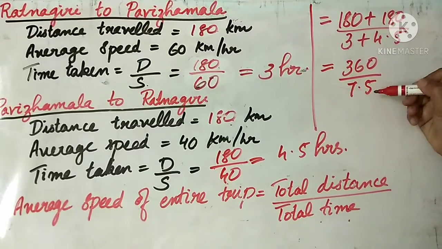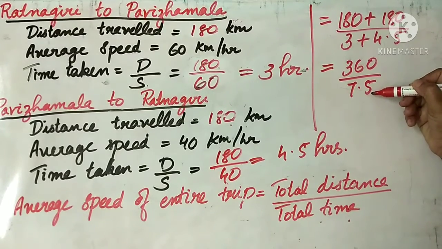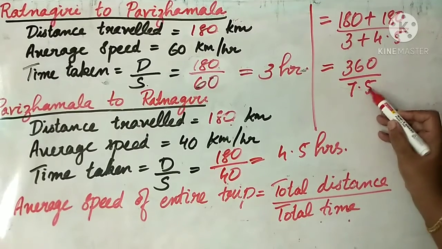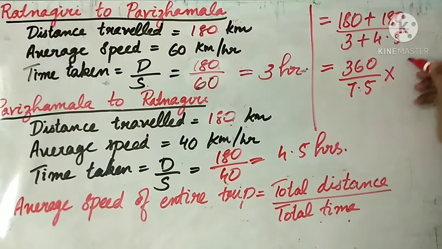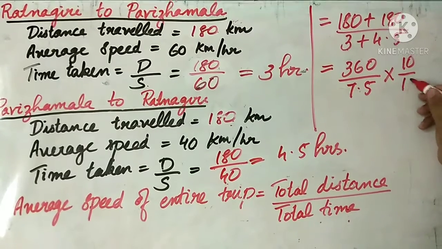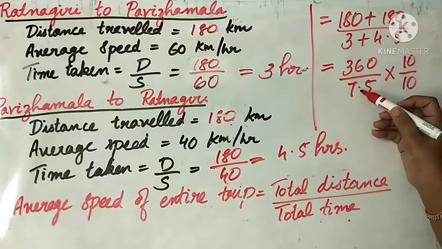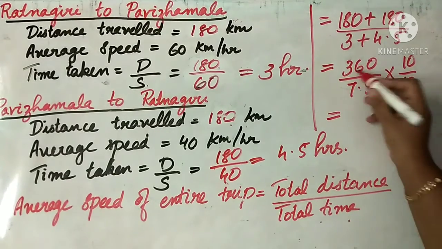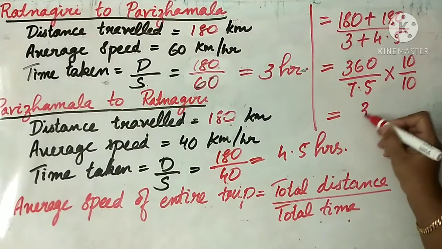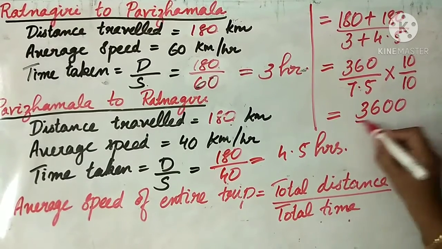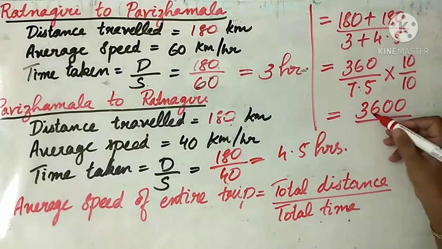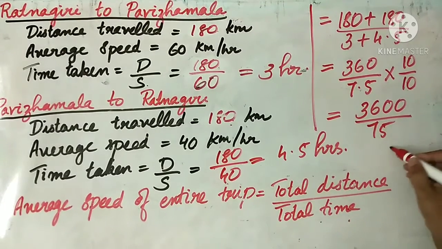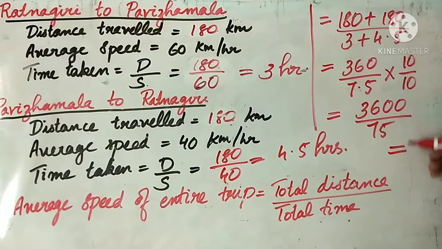We know how to divide with the decimal point. First we will remove the decimal point. Here there is only one number after the decimal point, so we multiply the numerator and denominator with 10 to remove the decimal point. When we multiply, the point will jump to the right side. So that is equal to 360 into 10 is 3600 by 7.5 into 10 is 75. When we divide 3600 by 75, we get the answer 48 kilometer per hour.